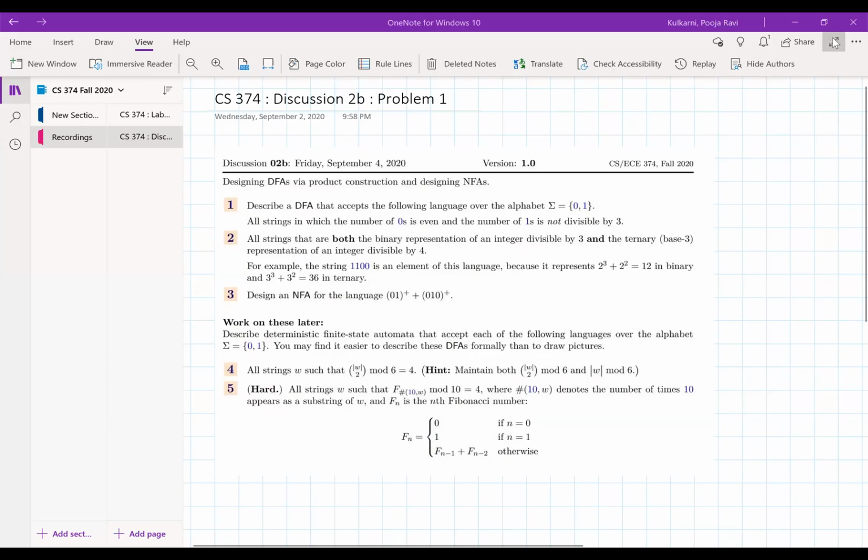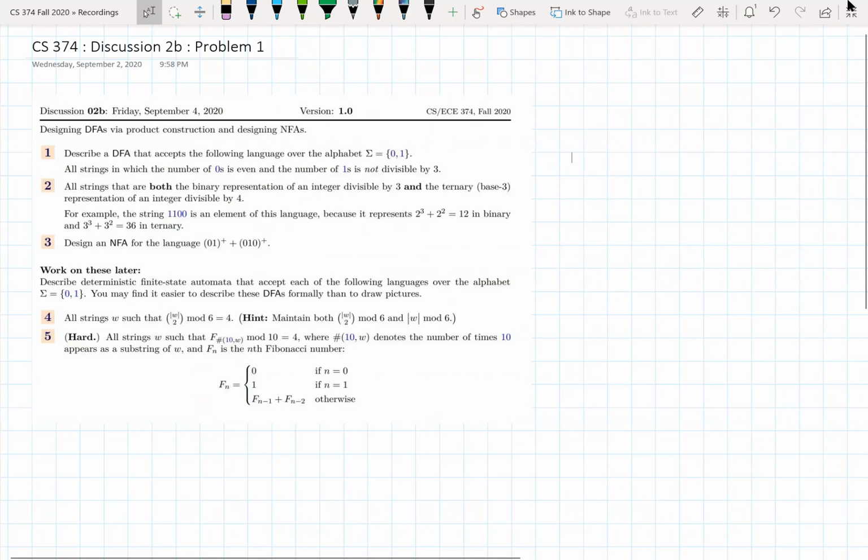My name is Pooja, and today we are going to discuss problem 1 from discussion section 2B. Okay, so this lab is about product construction of DFAs. So what do we mean by product construction? Let's go through that quickly before we get actually to the problem.